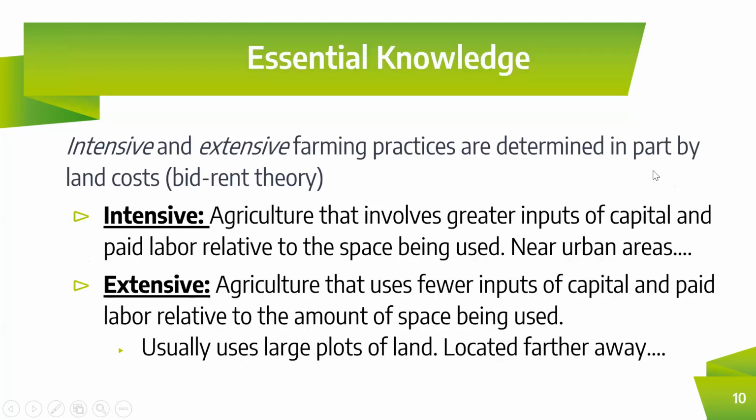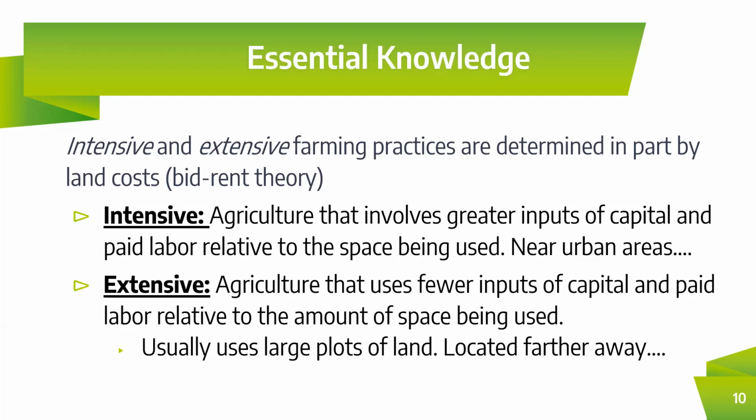So, anyways, that being said, to get the learning objective and the enduring understanding of this topic, we've also got to look back at intensive and extensive farming practices, and how that shapes how one can look at subsistence and commercial agriculture. Intensive and extensive farming practices are determined in part by land costs, and we can look at that through the bid rent theory. So, intensive agriculture involves greater inputs of capital and paid labor relative to the space being used. Intensive agriculture is going to be near urban areas.